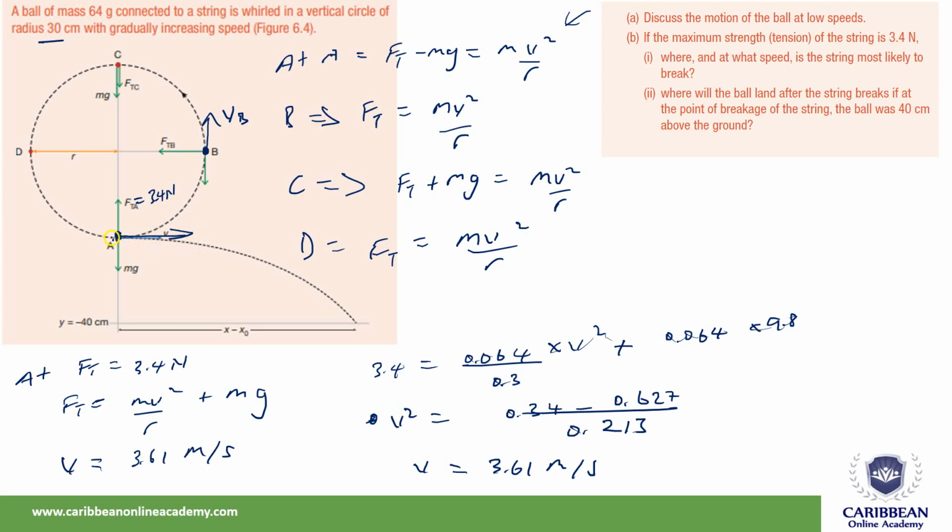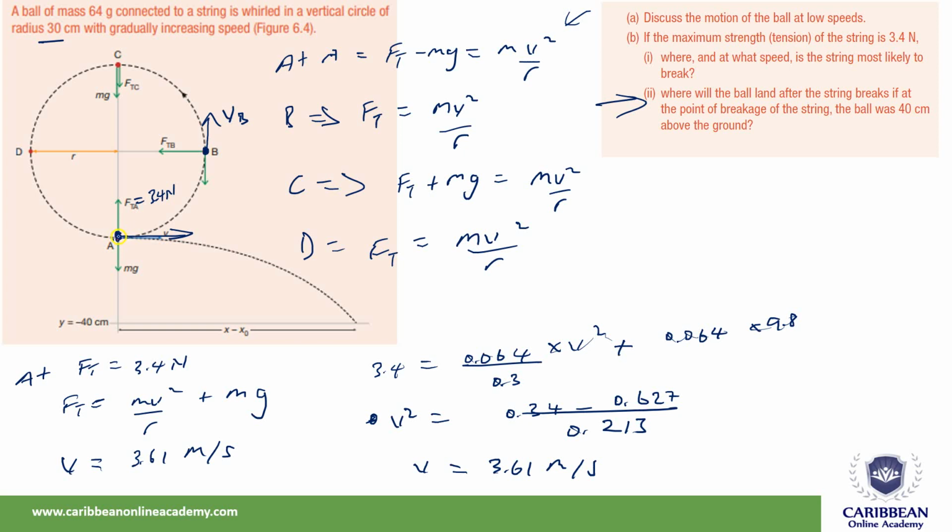So clearly, when we move on to this question, it says, where will the ball land after the string breaks if at the point of breakage of the string the ball was 40 centimeters above the ground. Guys, the tendency of the string will break when the tension is much stronger. So that's something you must also think about, right?